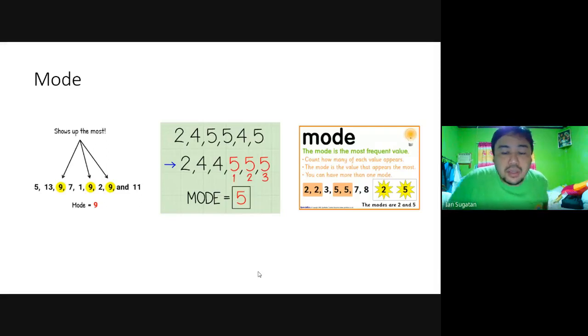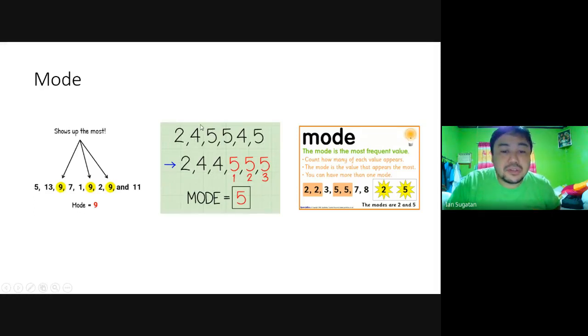Technically, mode is just the repeating number. In the first set here, we have the numbers 5, 13, 9, 7, 1, 9, 2, 9, and 11. So we have 9 numbers. The mode is 9 because 9 is the repeating number, which repeats itself 3 times.